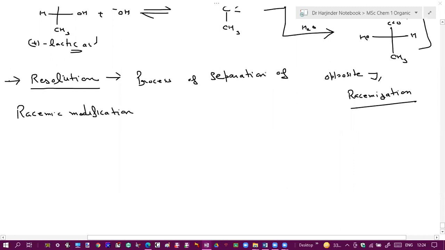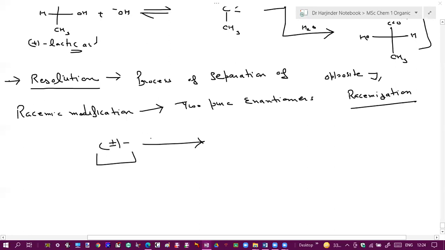It is a process of separation of racemic modification into two pure enantiomers. That means you have a mixture of plus and minus, that is your racemic modification. And you do this process over this enantiomeric mixture, and you get two separate isomers, two separate enantiomers. This process is called resolution.